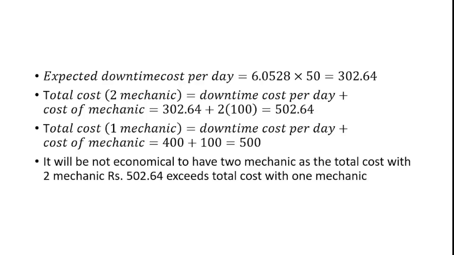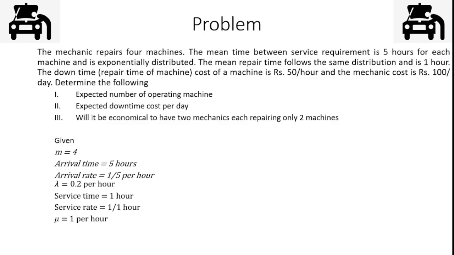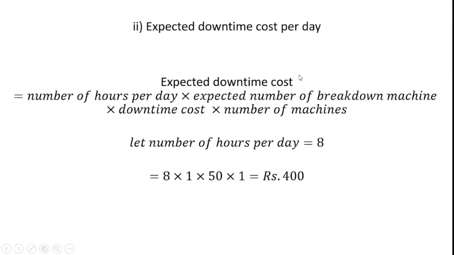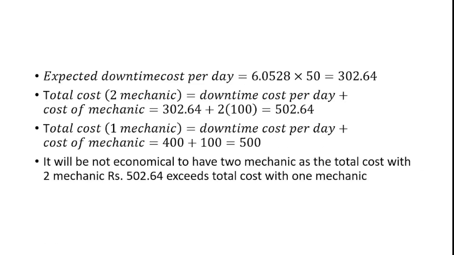Why did I determine this? Because I can determine the downtime cost from it. According to the given problem, the downtime cost of a machine is rupees 50 per hour. So the expected downtime cost per day is 6.0528 into 50, which is rupees 302.64. If I utilize two mechanics, the cost is downtime cost per day plus cost of mechanics, so the downtime cost per day is rupees 302.64 plus the cost of mechanics.